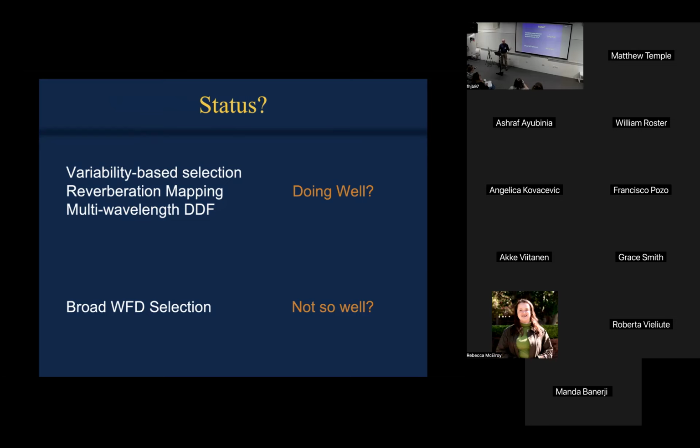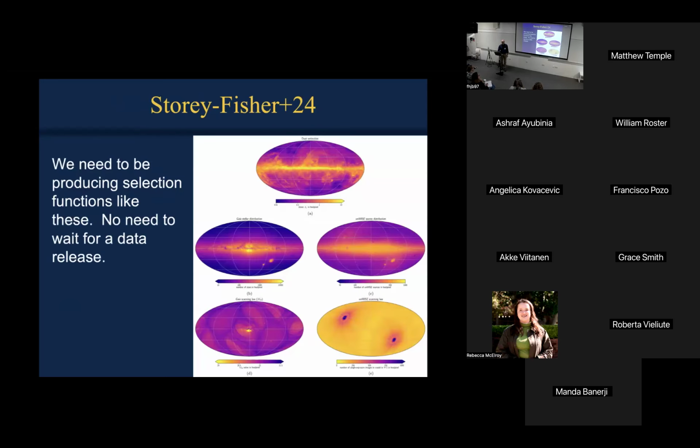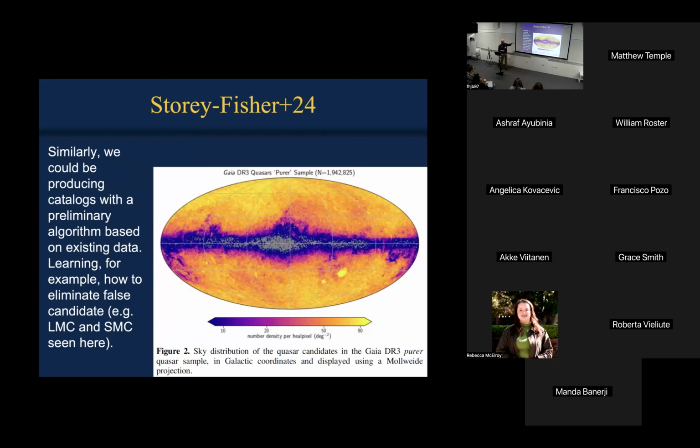Broad, wide, fast, deep selection, I would say not so much, right? Not really as much going on as there should be. So, for example, this nice paper by Story Fisher last year using the Gaia data. We should probably have been making selection function maps probably 2022, right? I would say at least 3 years behind that. We could have been producing catalogs of objects based on existing data. Again, I would say we're at least 3 years behind it now. There's no reason why we couldn't have basically LSST algorithms in place and applying that to new data.